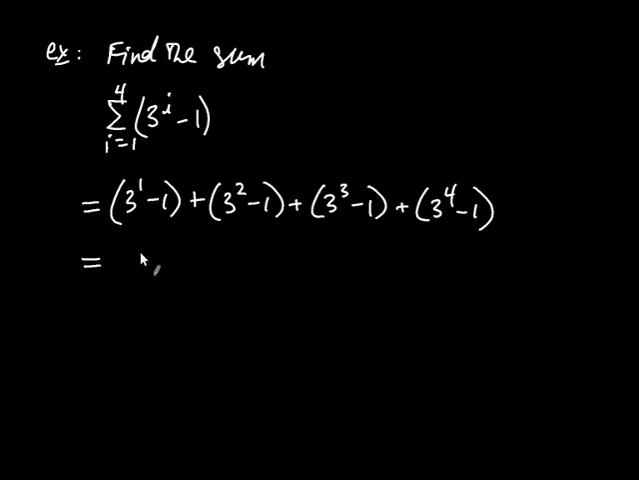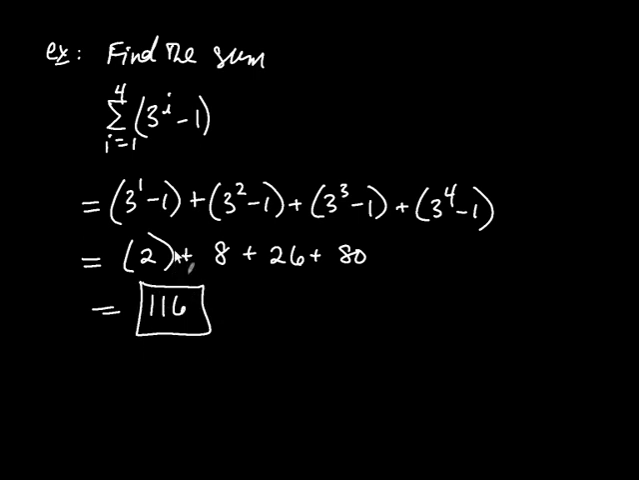When I evaluate these, I get 3 take away 1, so it's 2, plus 9 take away 1, or 8, plus 27 take away 1, which is 26, plus 81 take away 1, or 80. Then when I add these all together, I get 80 plus 10 is 90, plus 26 is 116. So that would be my value of the sum.